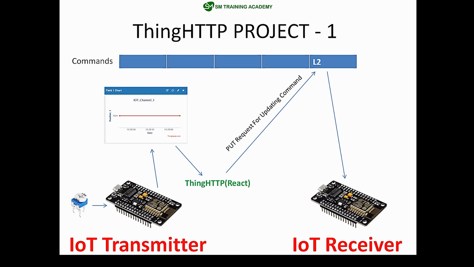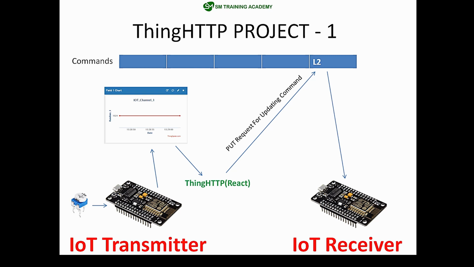If I receive the command L1 over here in the IoT receiver NodeMCU, I will turn on the LED which is available in the NodeMCU. So there is an LED which is connected to D0 of the NodeMCU, which is available on board in the NodeMCU. I will be turning on the LED when I read the command L1 in the particular command ID. And if I read the command L2, I will be turning off the LED. So this is the program that will be running in this receiver NodeMCU.